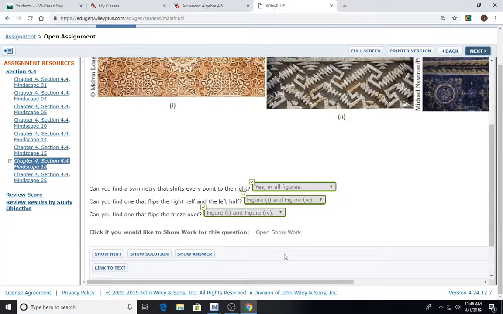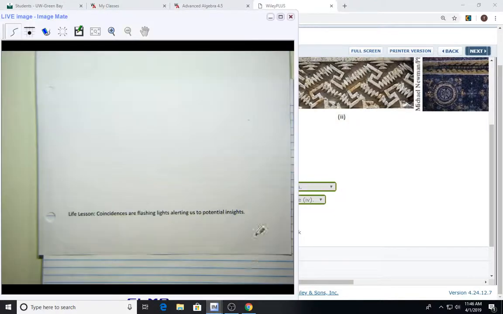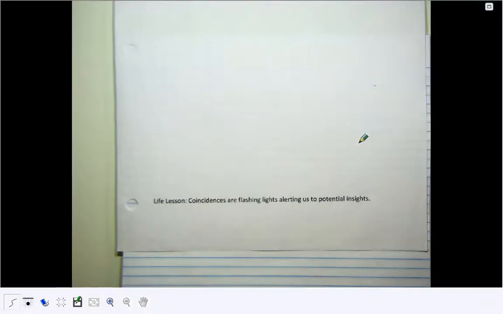Then let's go on to 4.5, the platonic solids. As we look in the platonic solids section today, we'll be watching for coincidences. The life lesson here is that coincidences are flashing lights, alerting us to potential insights. So later on, we'll be watching for coincidences.